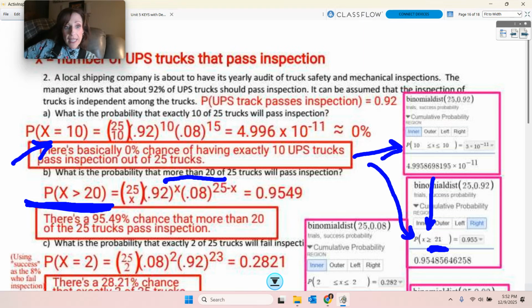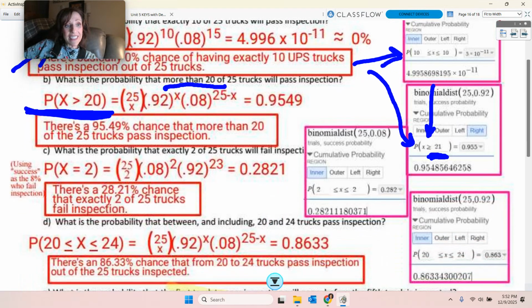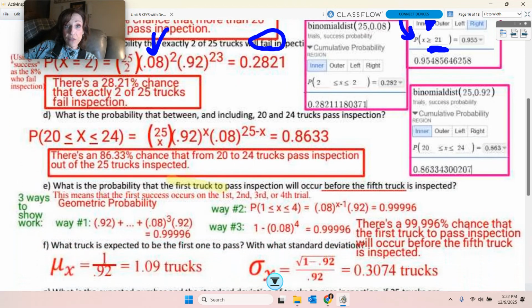All right, the next one is another exactly 2. So that's nice, another exactly 2. Ooh, but the interesting thing is it's talking about exactly 2 fail inspection. So that means our success is the failing probability, not the passing probability. So you have to watch that very carefully.